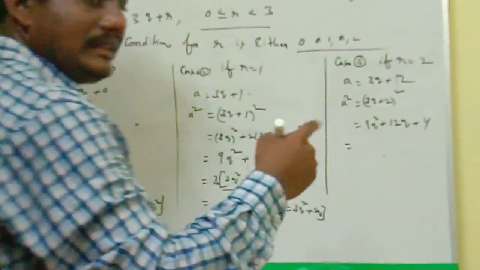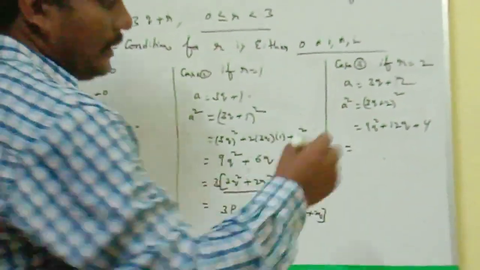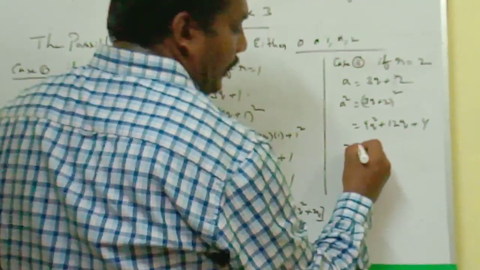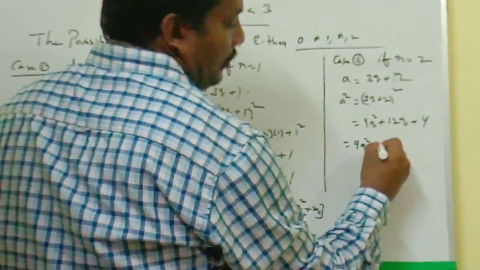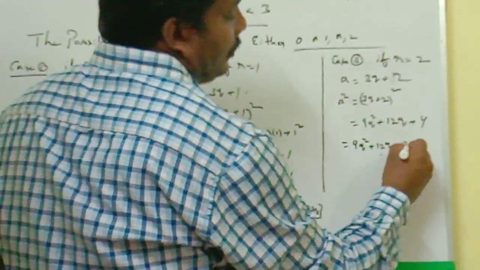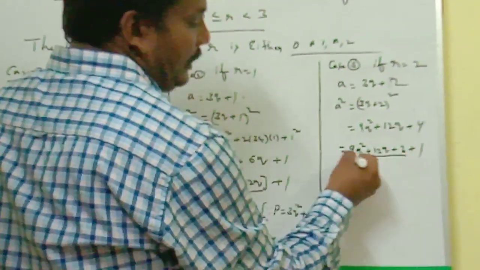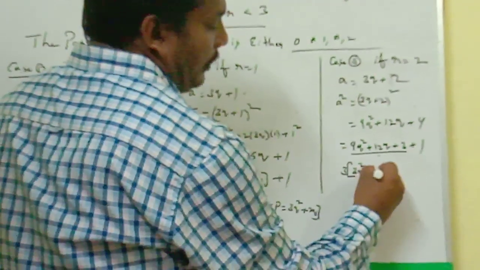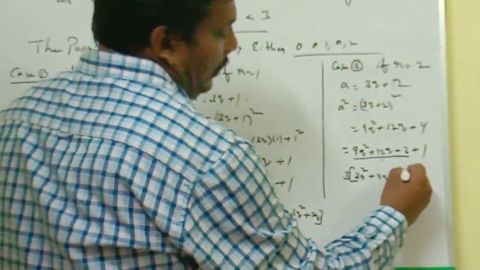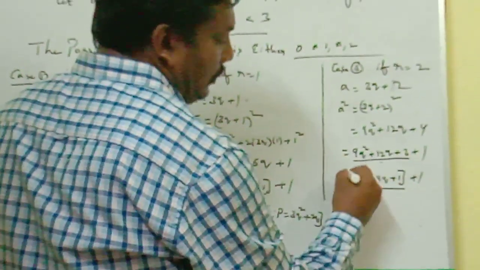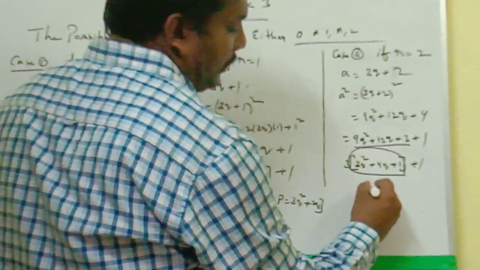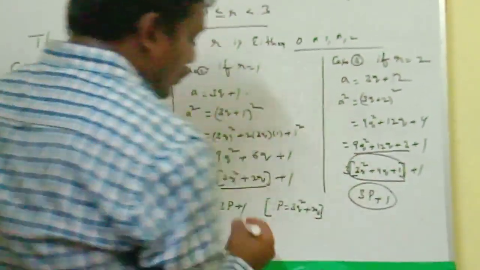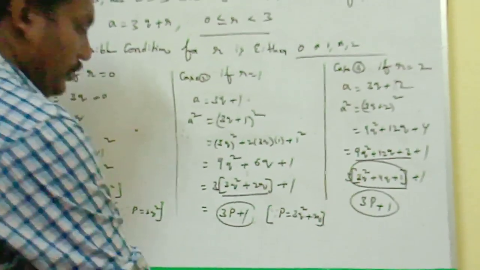But as 4 is greater than 3, that's the reason why we should take 3 plus 1 in the place of 4. 9q square plus 12q plus 3 plus 1. So from these terms, 3 is taken as common: 3 times 3q square plus 4q plus 1, plus 1. So this whole bracket we can take as p, that is 3p plus 1.